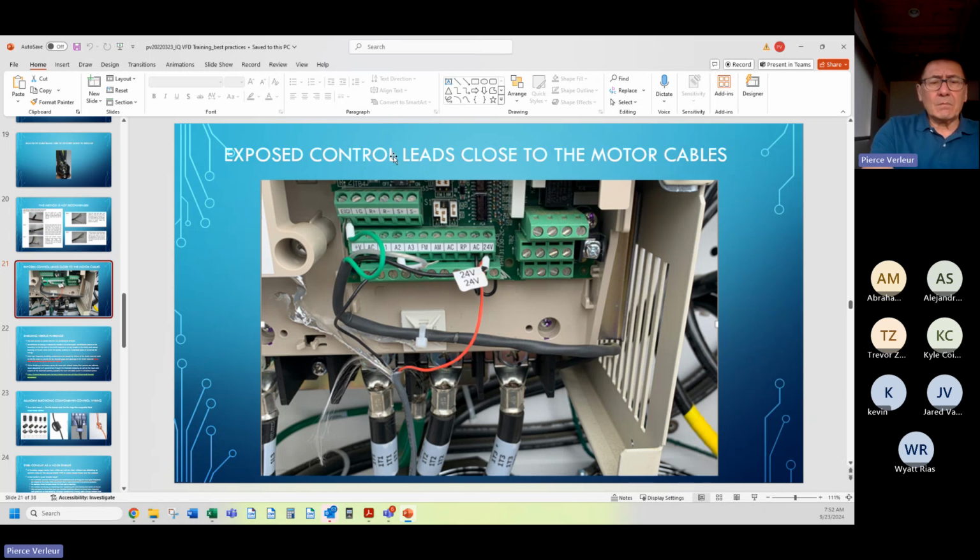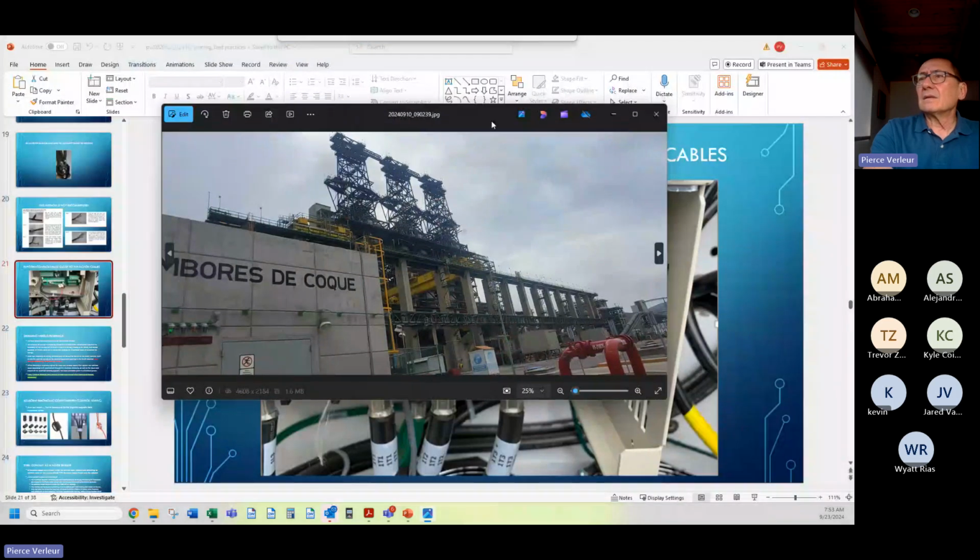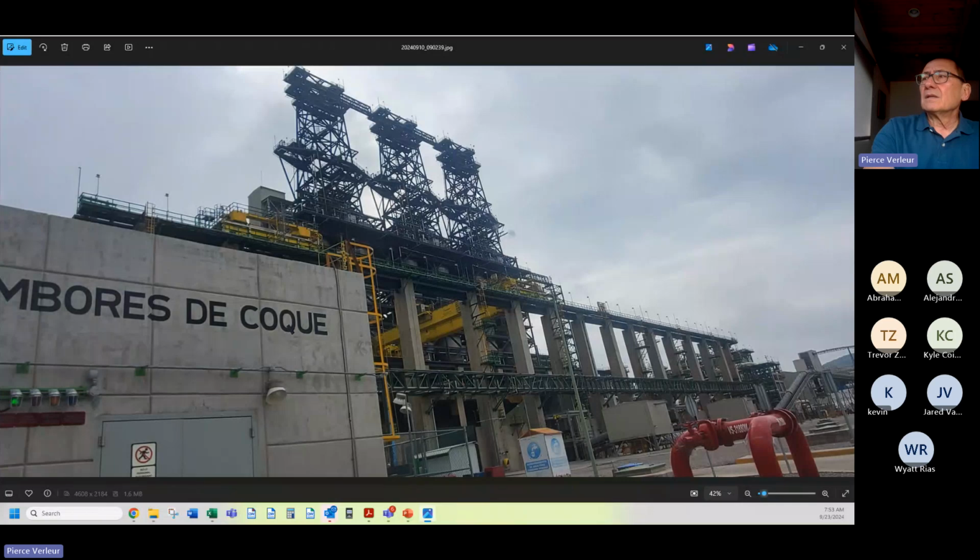I want to show you some pictures. This facility was nothing less than amazing. These are coking towers, and inside there are cylinders, giant cylinders, and in those cylinders they grow coke. Coke is like a high energy version of charcoal.